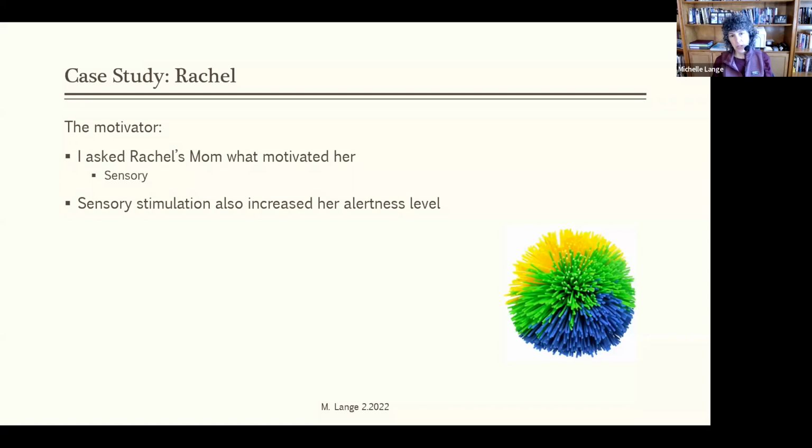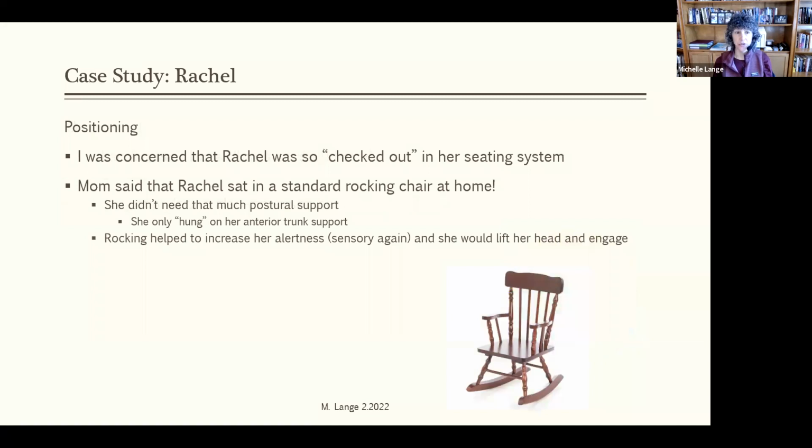So sensory stimulation increased her alertness level. We needed to find something to help her be more alert without getting to that agitated zone. I was concerned that Rachel was very checked out, very withdrawn within her seating system in her manual chair. And mom told me that Rachel at home didn't use her manual chair. She sat in a standard rocking chair. So she didn't need as much postural support as she appeared to.